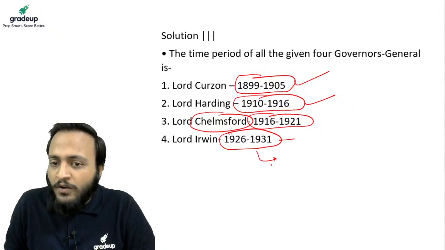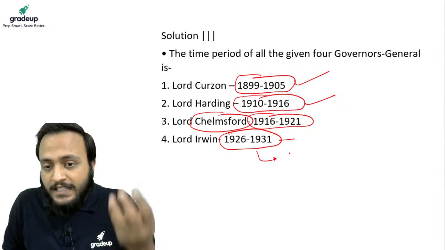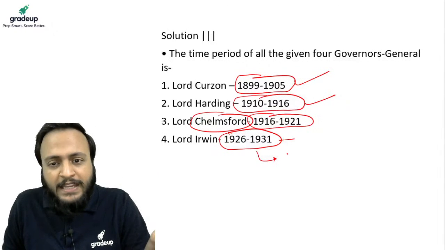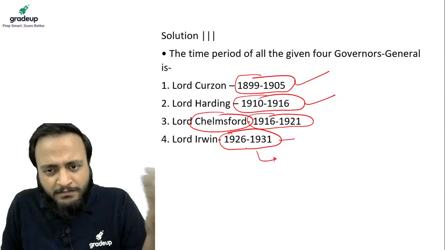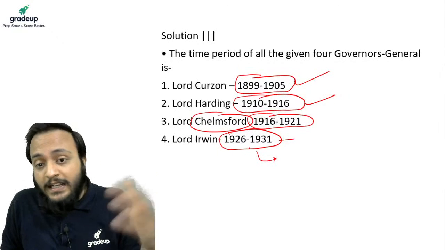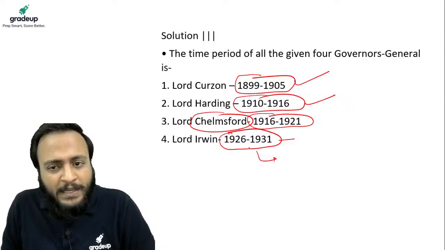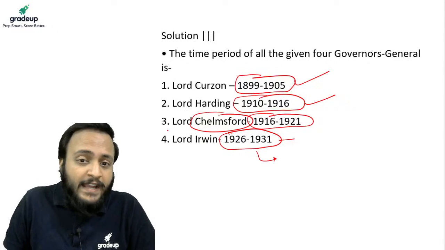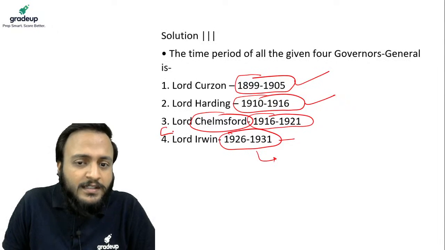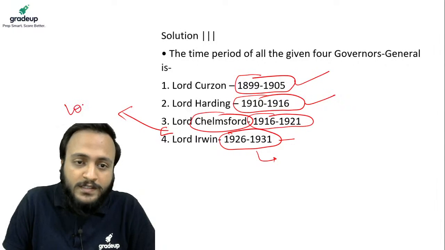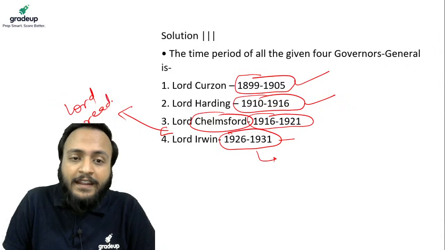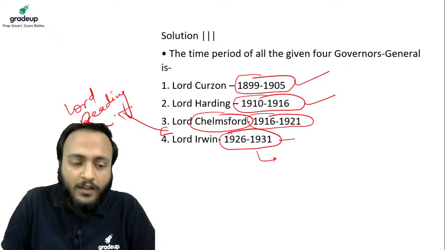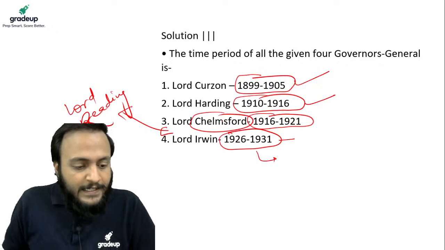He is famous for many things. The Civil Disobedience Movement happened during his reign, right? Apart from that, the rise of Bhagat Singh, the Gandhi-Irwin Pact, and so many other things. In fact, in between these two, there was Lord Reading. Who was there? Lord Reading. Yes.